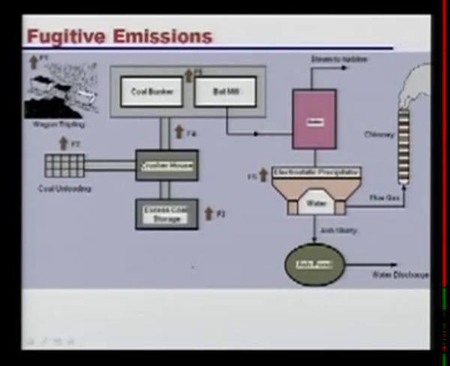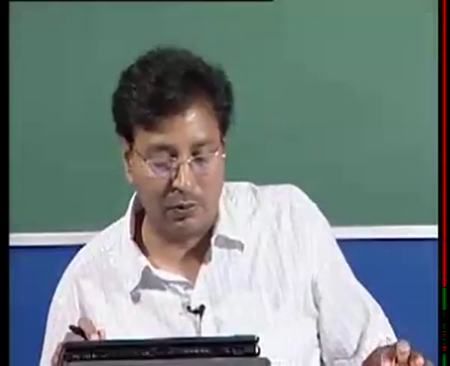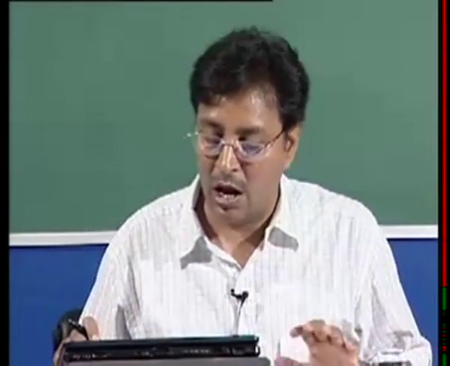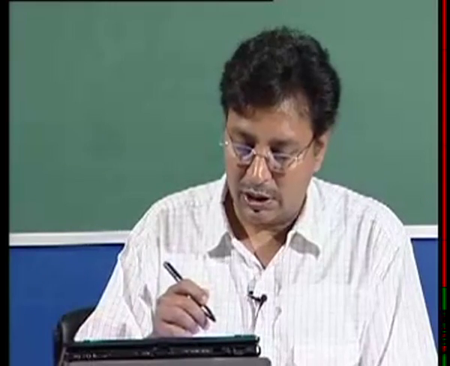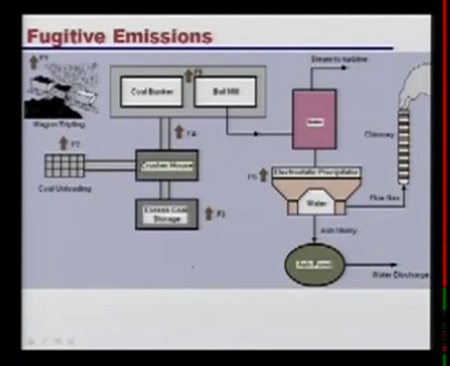So let's quickly summarize, especially for the power plant, what emissions can occur, and those emissions are largely of a fugitive nature, because we have already seen what happens at the chimney. Let's go to the screen and look at the fugitive emissions. At the wagon tipplers, the coal is brought down and a lot of dust is emitted. That is called F1, the wagon tippler. Then there is a crusher where they do very primary crushing of the coal, and then this is coal unloading and storage.